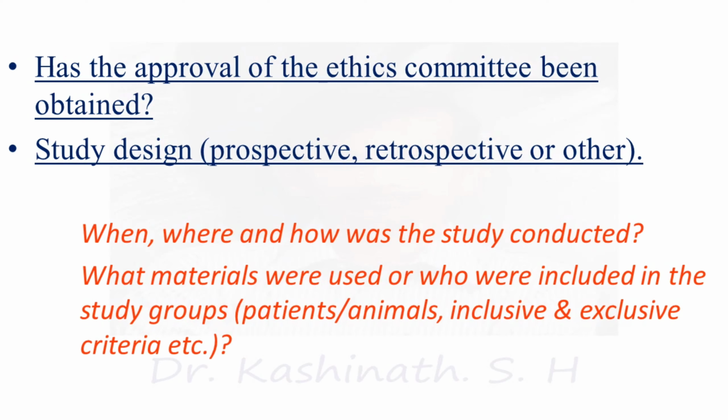The next main thing: when, where and how the study is being conducted is to be mentioned in the materials and methods, and what materials are being used in the study, or who were included in the study groups, whether patients or animals, and the inclusion criteria and exclusion criteria. All those things are to be mentioned in the materials and methods section.